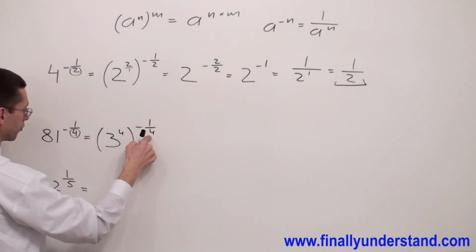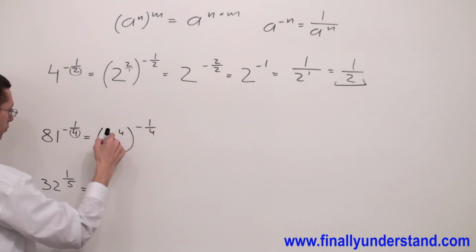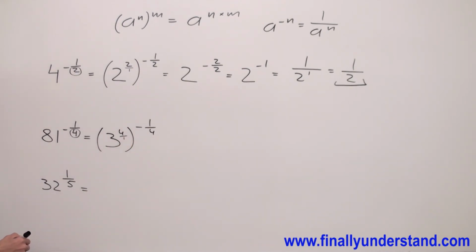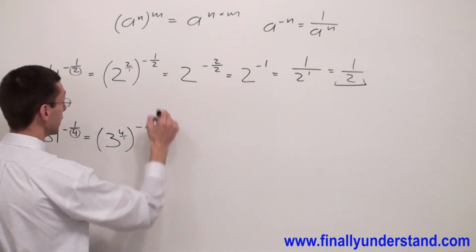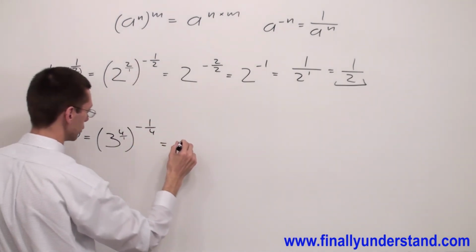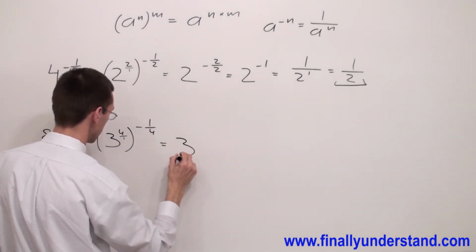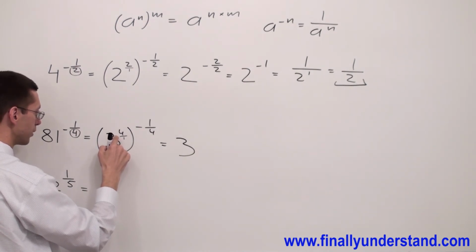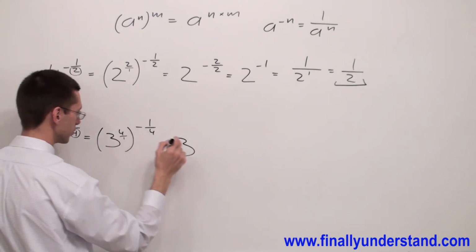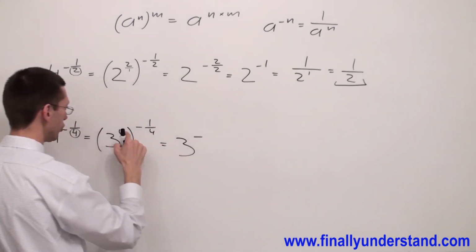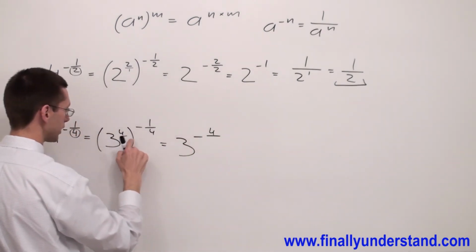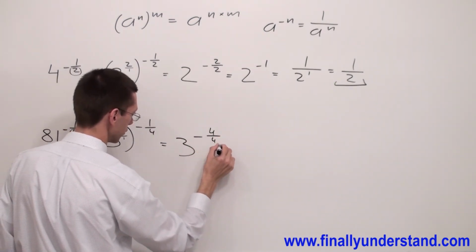Because I have a fraction outside of the parentheses, I'm going to make a fraction also inside of the parentheses by writing 4 over 1. Next, again, I'm going to use this property and I'm going to write 3. Positive, remember, anytime there is no sign, there is always a positive sign. Positive times negative gives me negative. 4 times 1 gives me 4. And 1 times 4 gives me 4.